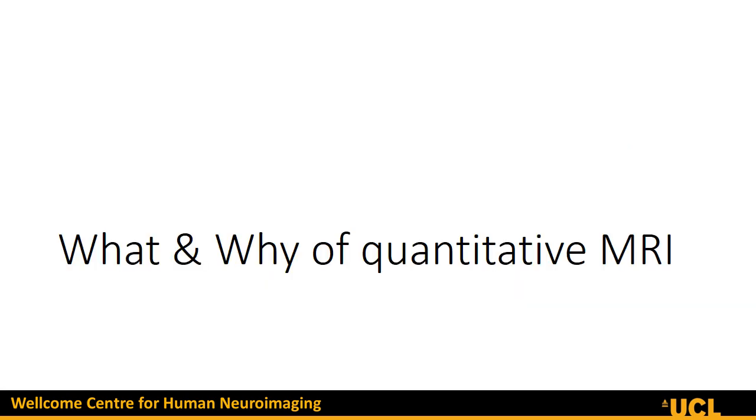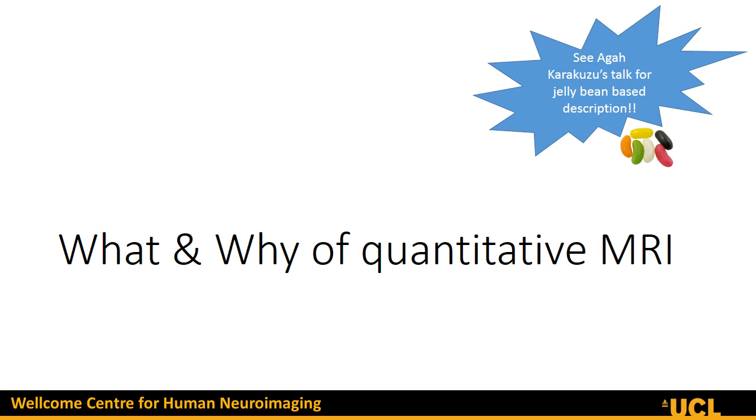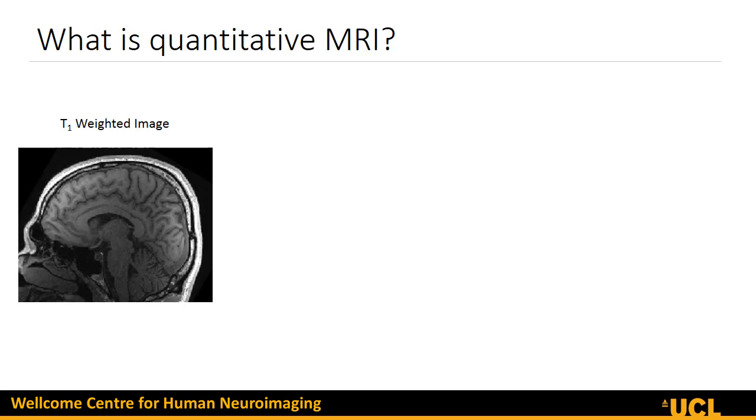Let's start with the what and why of quantitative MRI. However, you might find that Aga's jelly bean-based description is more fun later on, but it's always good to get multiple perspectives. So if we start with a T1 weighted gradient echo image, we can see that there is a nice contrast between grey and white matter.